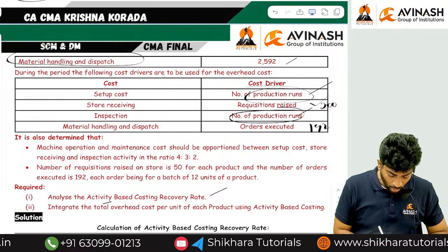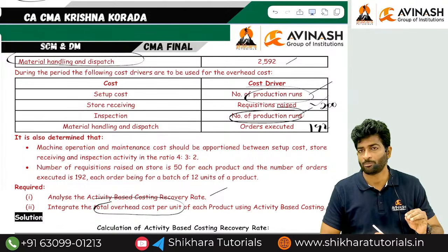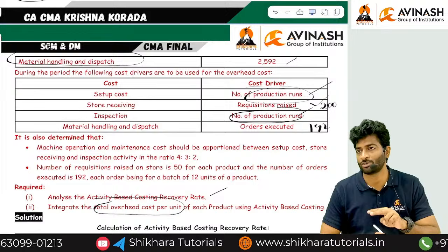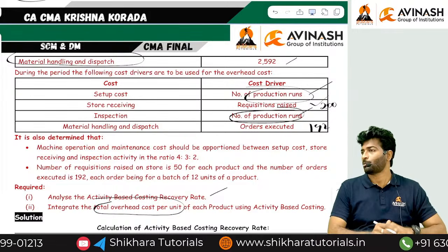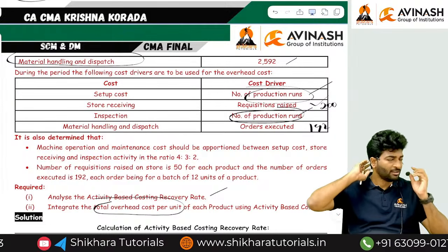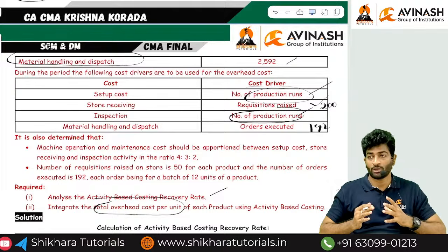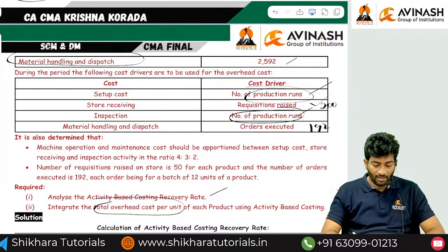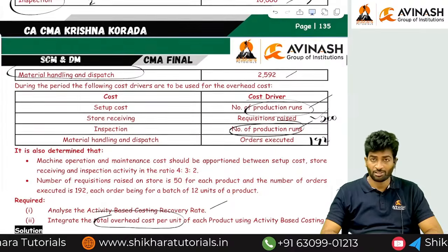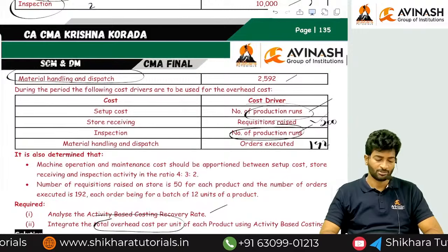After that, total overhead cost. Observe the language in our problem: the total cost per batch. Total cost includes material and labor. I think in this problem we don't have any material cost and labor cost, right? Except overhead information. So after making a total and getting the information, you will get total cost, right? And they want us to calculate total overhead cost per unit of each product using ABC. Okay, go through the information.